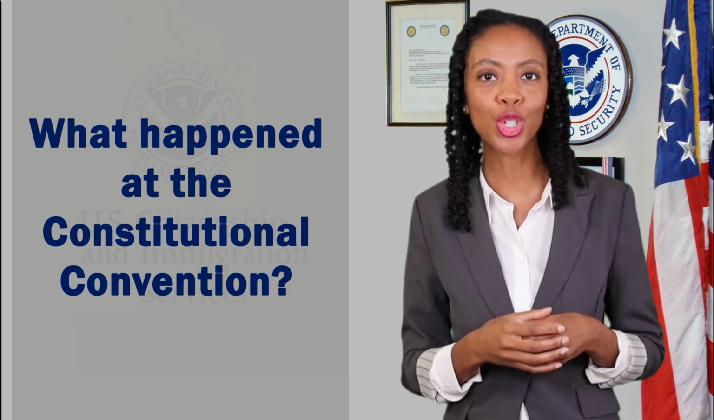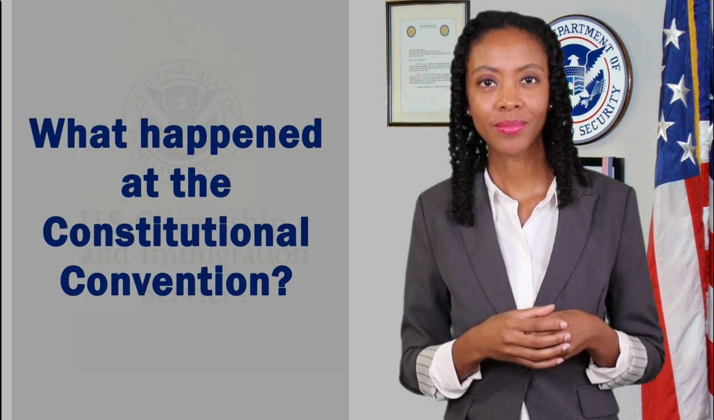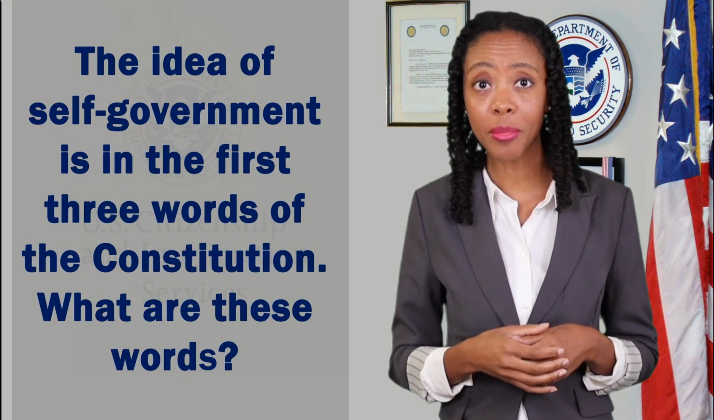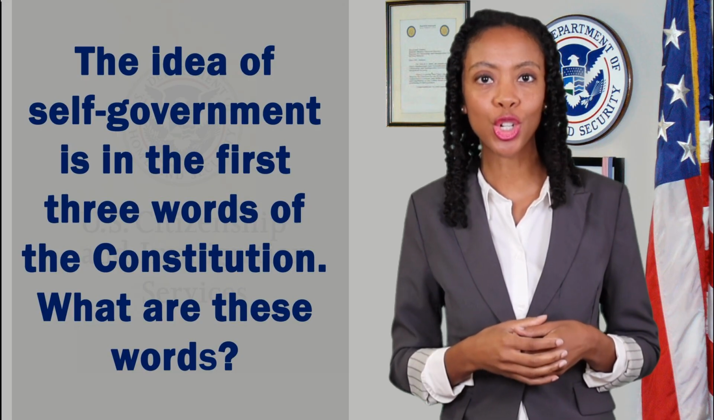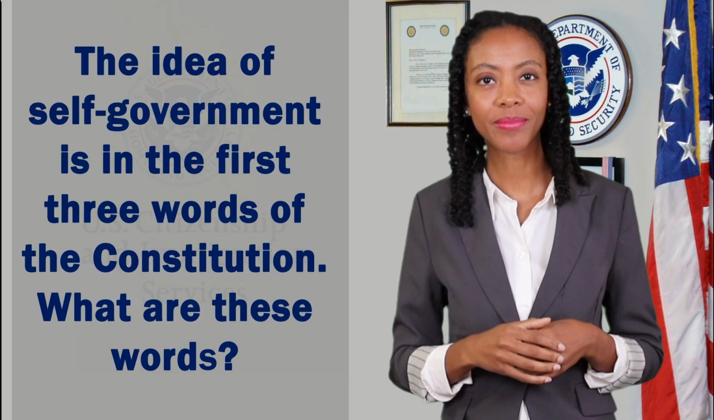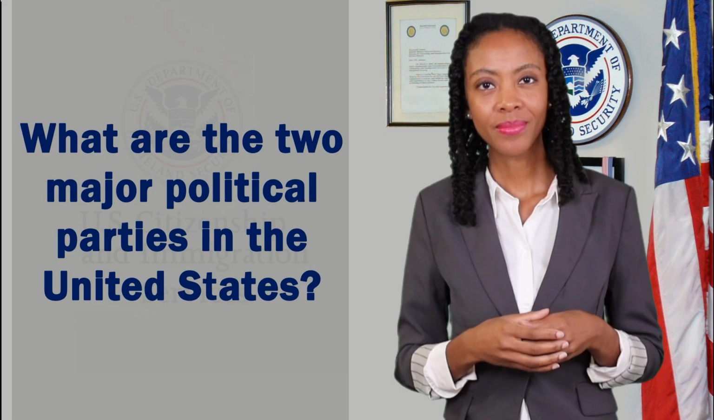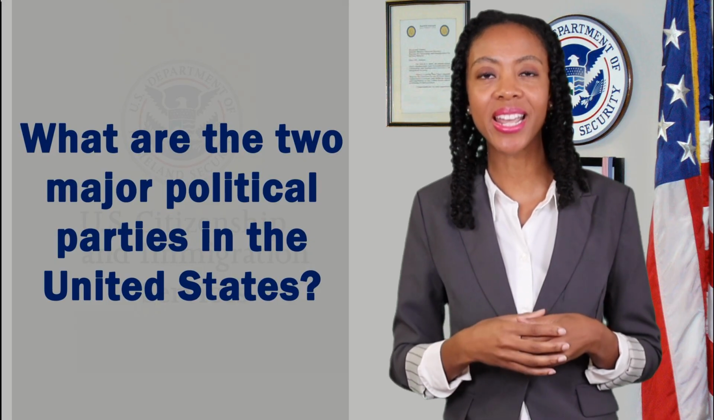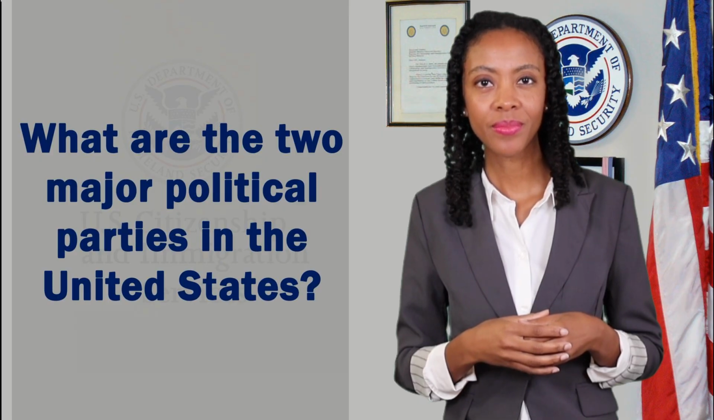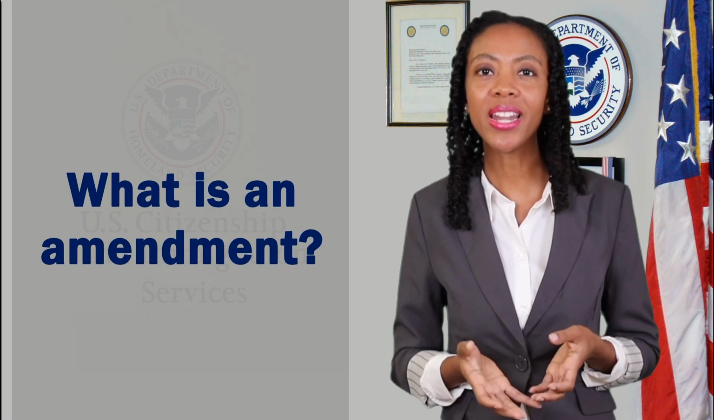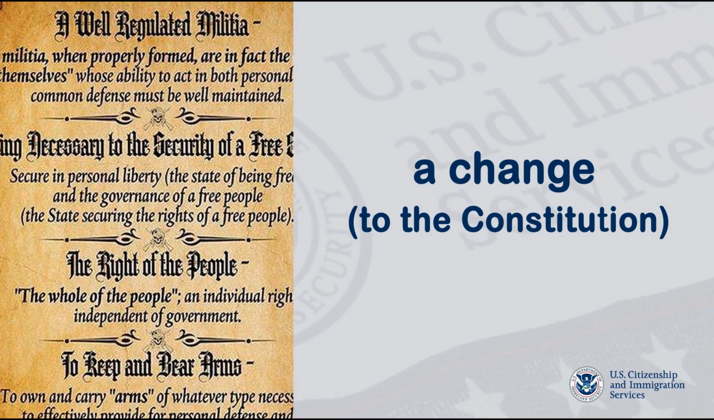What happened at the Constitutional Convention? The Constitution was written. The idea of self-government is in the first 3 words of the Constitution. What are these words? We, the people. What is the political party of the president now? Republican Party. What is an amendment? A change to the Constitution.